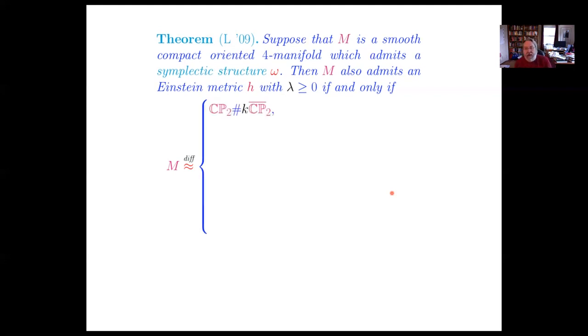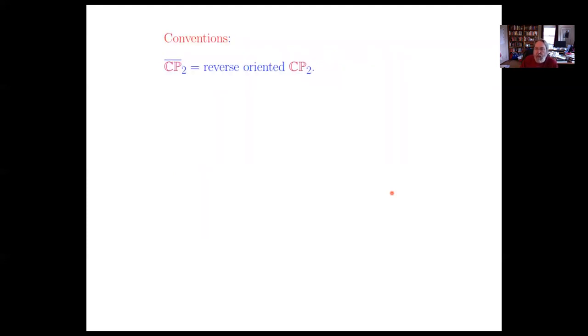All right, so the first family of manifolds which have these properties, there's a symplectic structure and there's also a lambda greater than or equal to 0 Einstein metric, would be the connected sum of CP2 and K CP2 bars, where K is an integer from 0 to 8. So if it's 0, we just mean CP2. At 8, it would be CP2 connected sum 8 CP2 bars, where CP2 bar means CP2 with the non-standard orientation, and the hash sign is the connected sum.